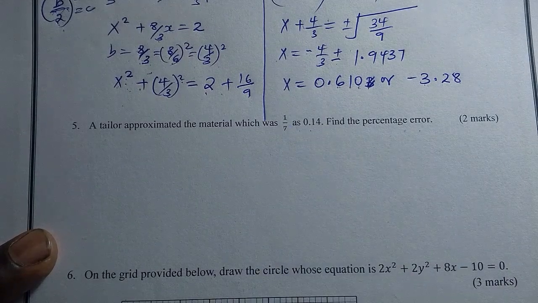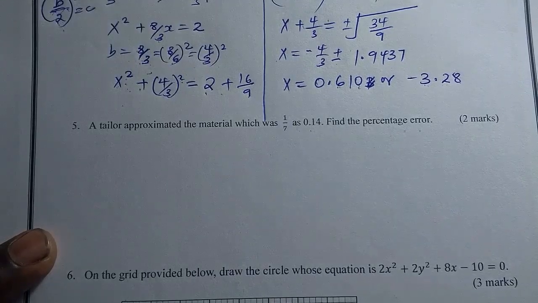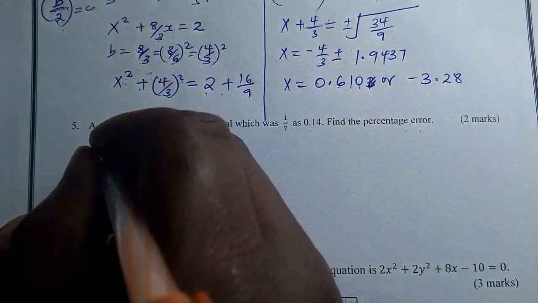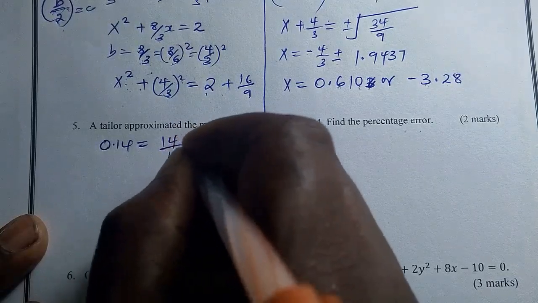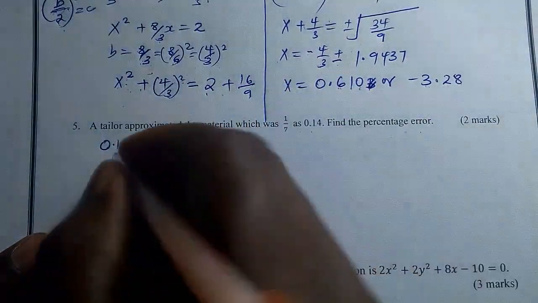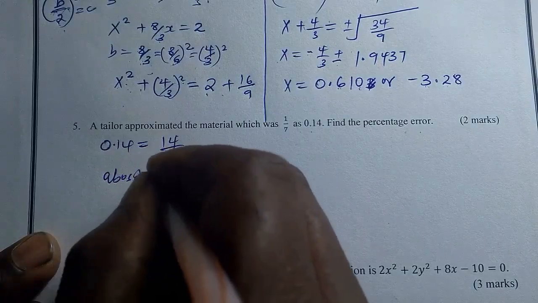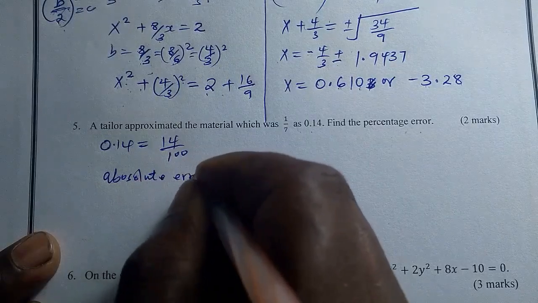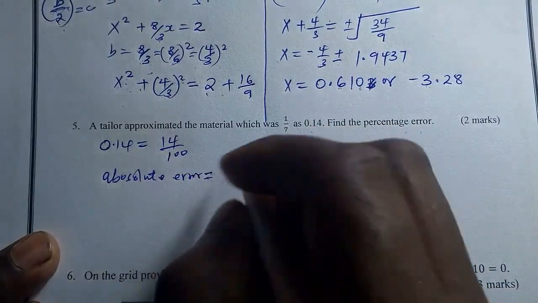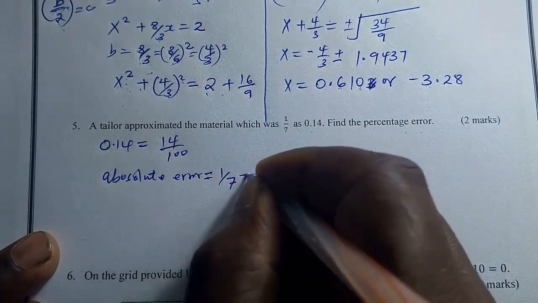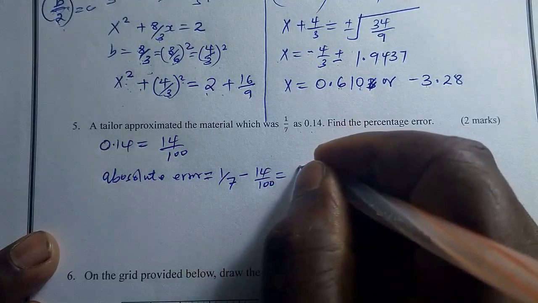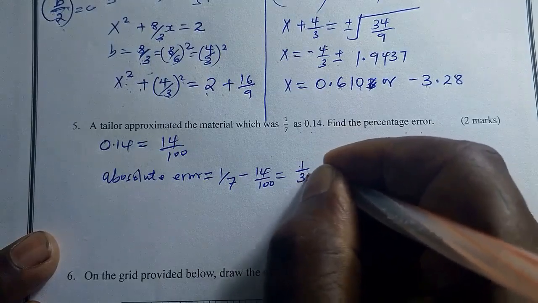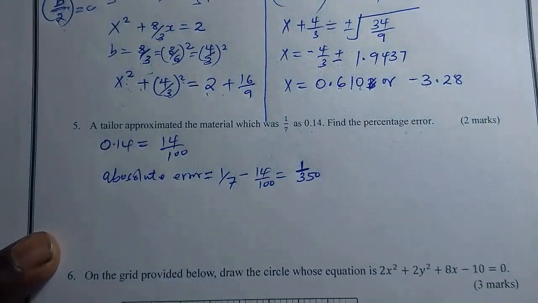So let's get the absolute error first. The absolute error. So 0.14 is actually the same as 14/100. So absolute error is equal to the 1/7, the original, minus truncated 14/100. And that one gives us 1/350 using your calculator. So that is the absolute error.